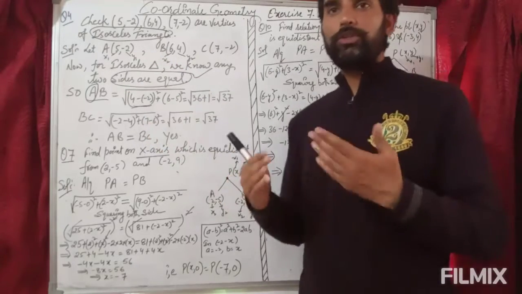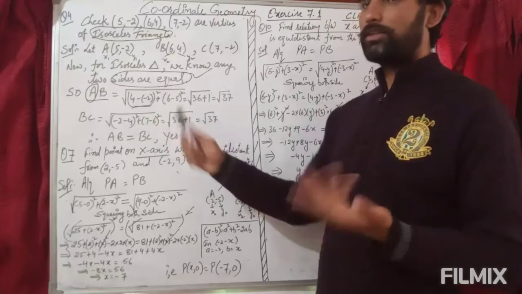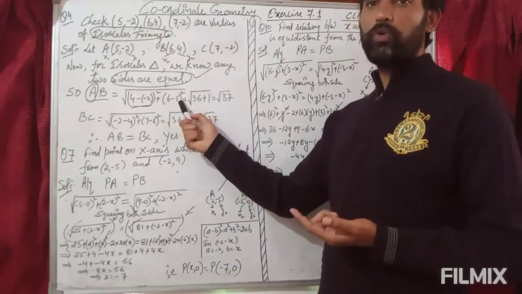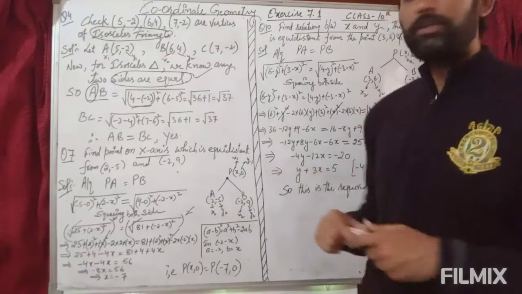This minus minus becomes plus. When we add it, 4 plus 2 is 6. When we square, 6 squared is 36. 6 minus 5 is 1. 1 squared is 1. So the answer becomes 37.